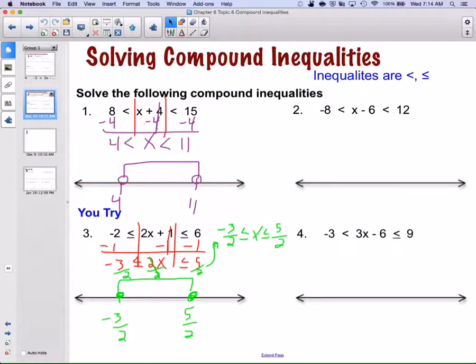So sometimes you'll have to deal with 2 steps in the middle like number 3. Sometimes it's easier like number 1. Alright, so I'd like you guys to try 2 and 4, see how you do with that, and we'll get some practice during our next class.